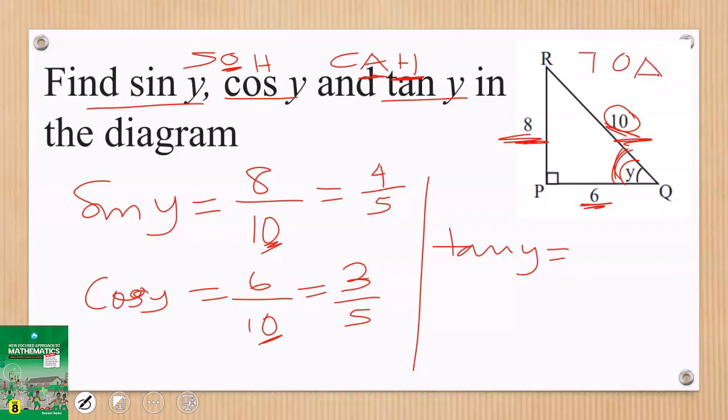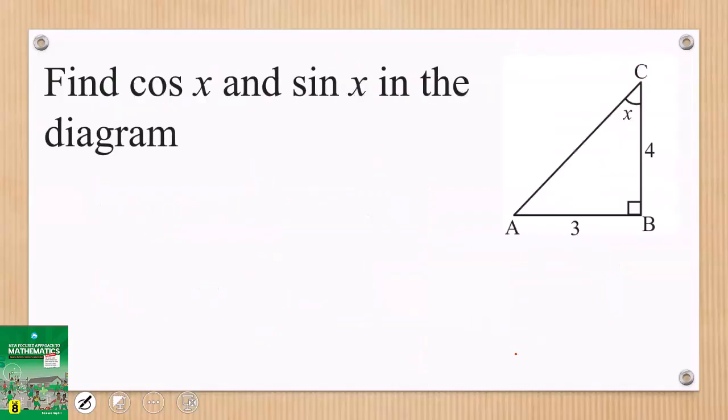Then the last one, we have to find tan y, and tan also comes with TOA, which is opposite over adjacent. So what is the opposite of y? Is 8. Adjacent of y is 6. So we divide that, and that also can be written as 2 divides the 8 as 4 and 2 divides the 6 as 3. And so we can see 4/3 as our answer, or one whole number, 1/3. So that is that. Now let's see another example.